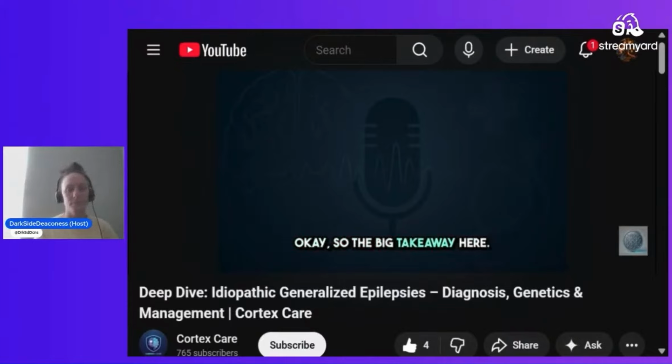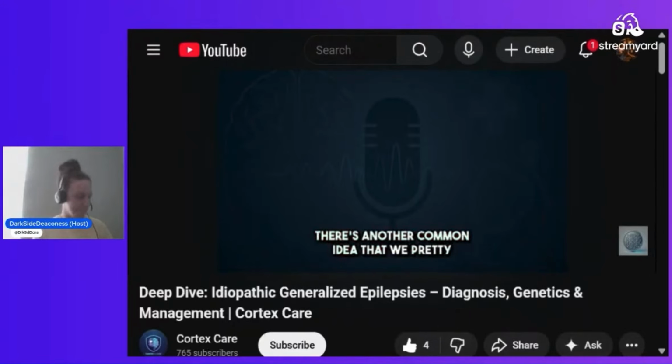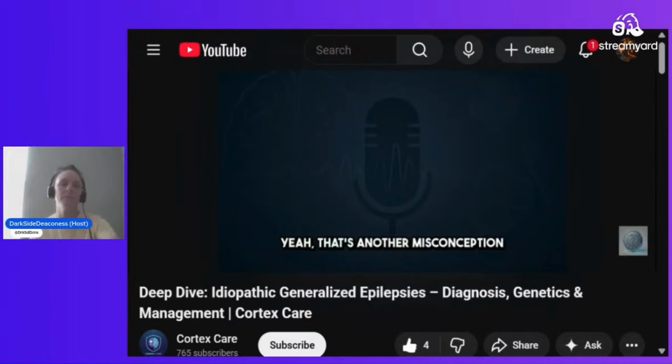Okay, so the big takeaway here: don't let a little bit of initial asymmetry fool you. Look at the whole picture: duration, spike shape, absence of other focal signs. Exactly. Context is everything. Right, so that's diagnosis. What about the underlying mechanics, the pathophysiology? There's another common idea that we pretty much have that figured out for IGE. Yeah, that's another misconception the article tackles, and it's important for anyone studying this stuff.